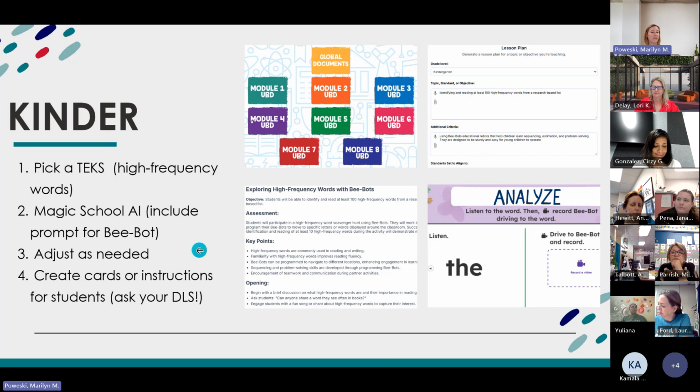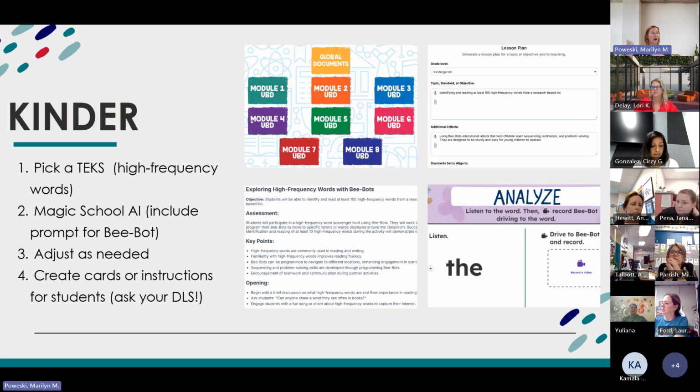So this is the lesson that it came out with. Students will be able to identify and read at least 100 high frequency words from a list. They participate in a scavenger hunt kind of thing. And I was like, oh, okay. So scavenger hunt for me means search and find. So maybe I go from this high frequency word to this high frequency word, or maybe I've got 10 high frequency words that we really worked on this week, and my partner draws one of those words and I have to drive my BBOT to it.